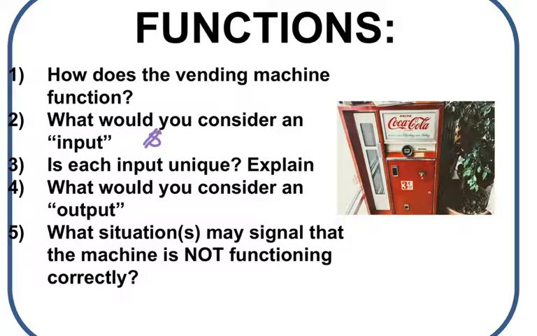What situations may signal that the machine is not functioning correctly? So for instance, something would go in, maybe you'd put your money, but it eats your money, you don't get it. Okay, so when we're talking about functions, think of something that you can relate to. Something where you can input and you'll get something out of it. Maybe like a car. Gas goes into it so it can run. Okay?